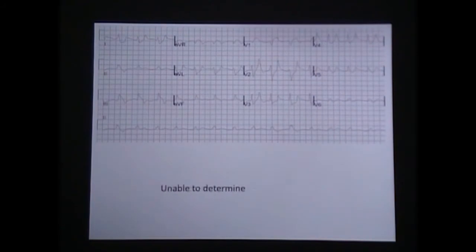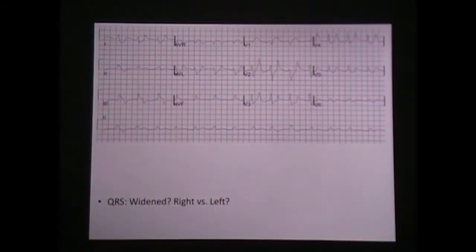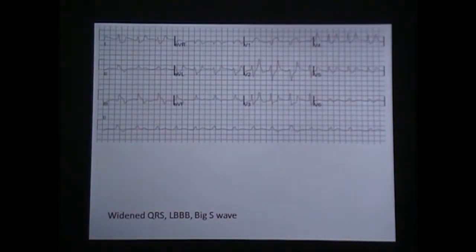We talked about it. We don't have P's. So we're going to go with the QRS is wide on this, greater than 120, and it's left. Okay. Bundle branch block. And there's some big S waves in there that makes everything difficult.